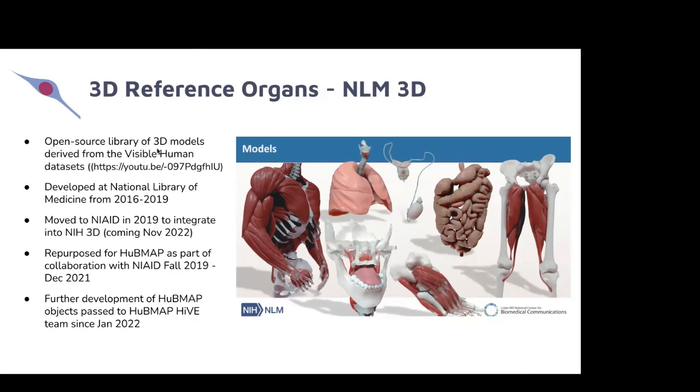This is an open source library of 3D models derived from the visible human data set. You can go to this site and look at it. It's really cool. Initially, the 3D organ was funded from 2016 to 2019 by the National Library of Medicine. Then it was moved to NIAID. Now, from January 2022, this is a part of the HuBMAP HIVE structure.